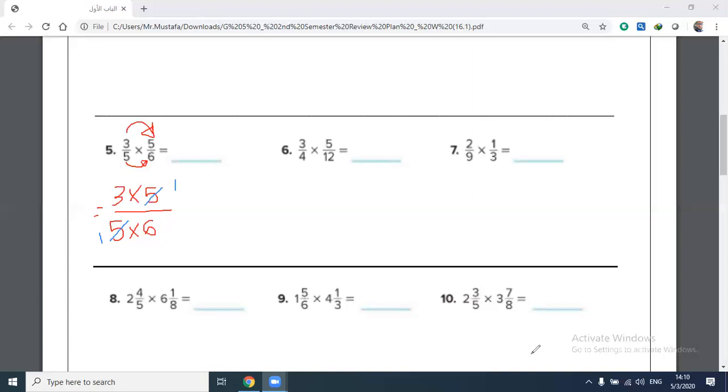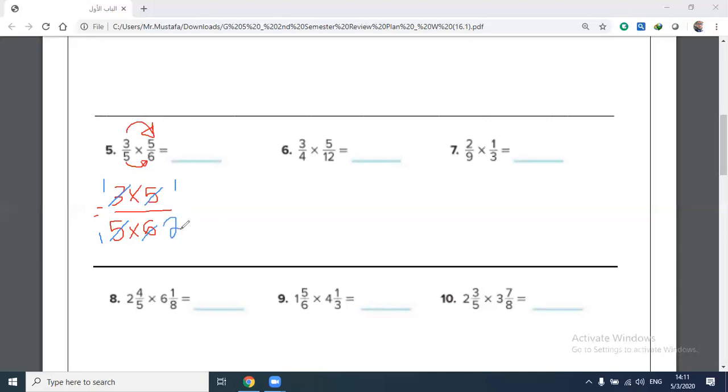As you see on the screen, number 5, I simplified 5 with 5. Both of them are divisible by themselves to give us 1. What about 3 and 6? I can divide both by what? Both of them are divisible by 3. Yes, excellent. So 3 divided by 3 will be 1 and 6 divided by 3 will be 2.